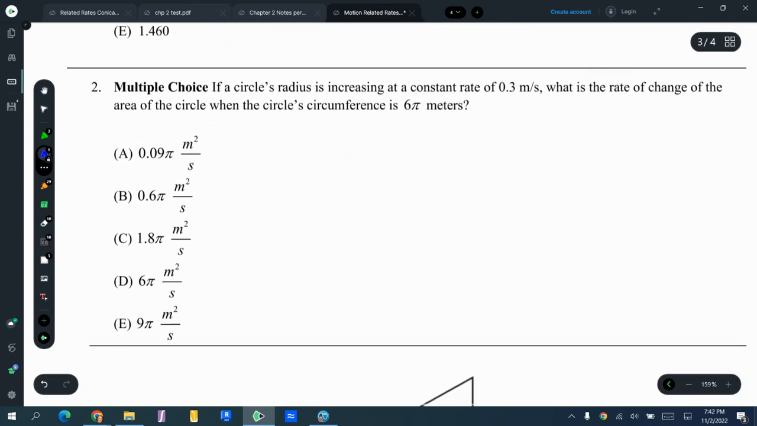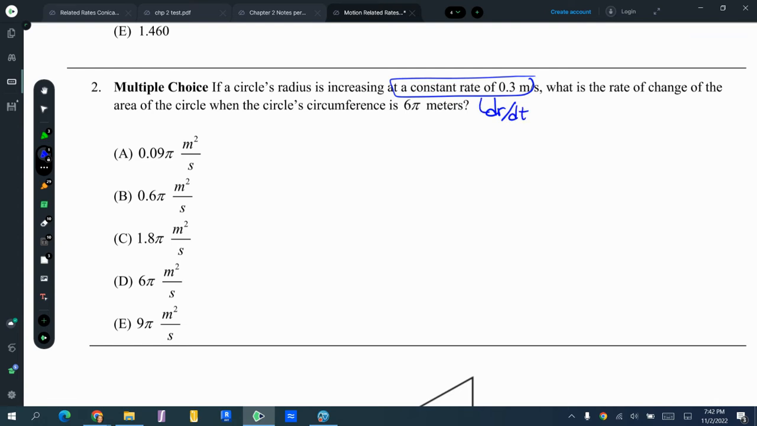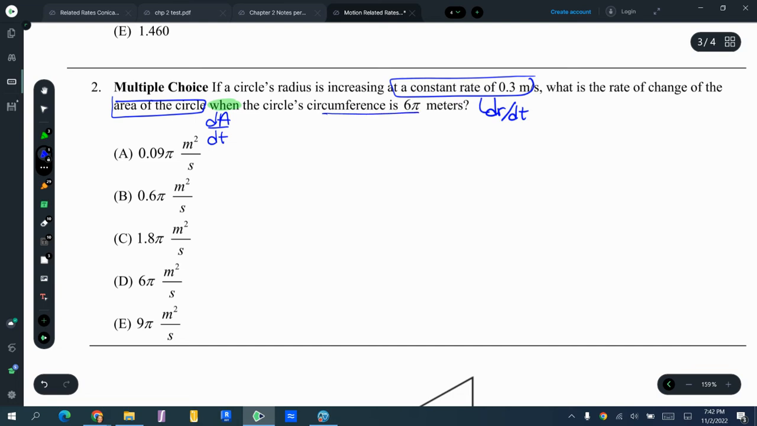Number 2, if a circle's radius is increasing at a constant rate of 0.3 meters per second, so that's dr/dt, what is the rate of change of the area of the circle? That's dA/dt, when the circle circumference is 6 pi meters.